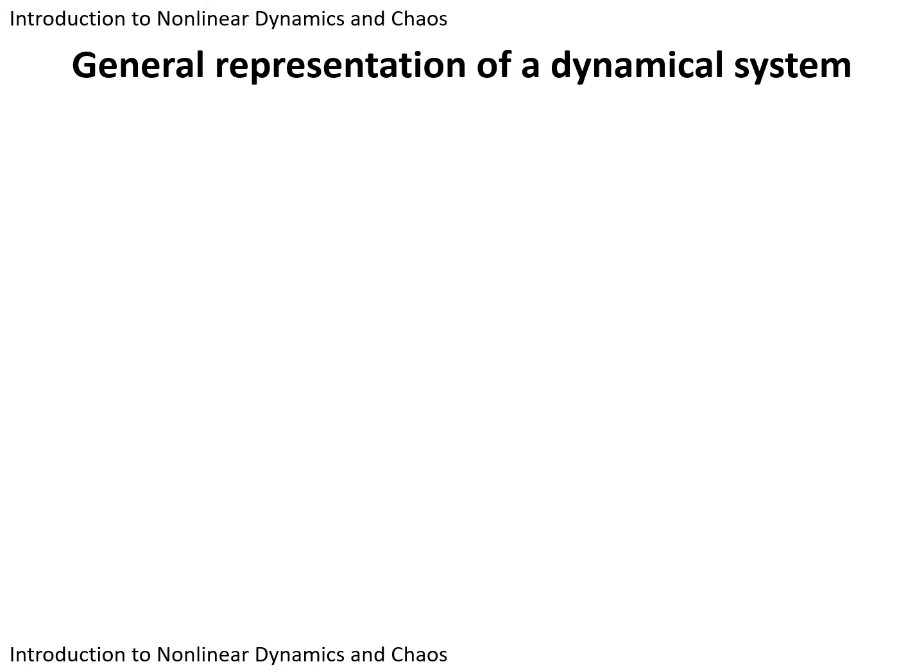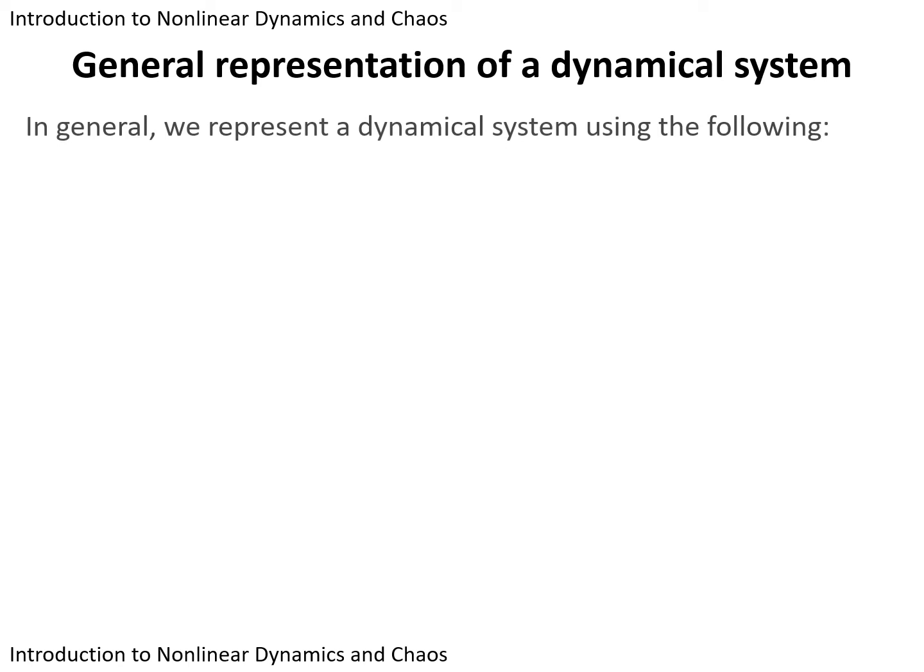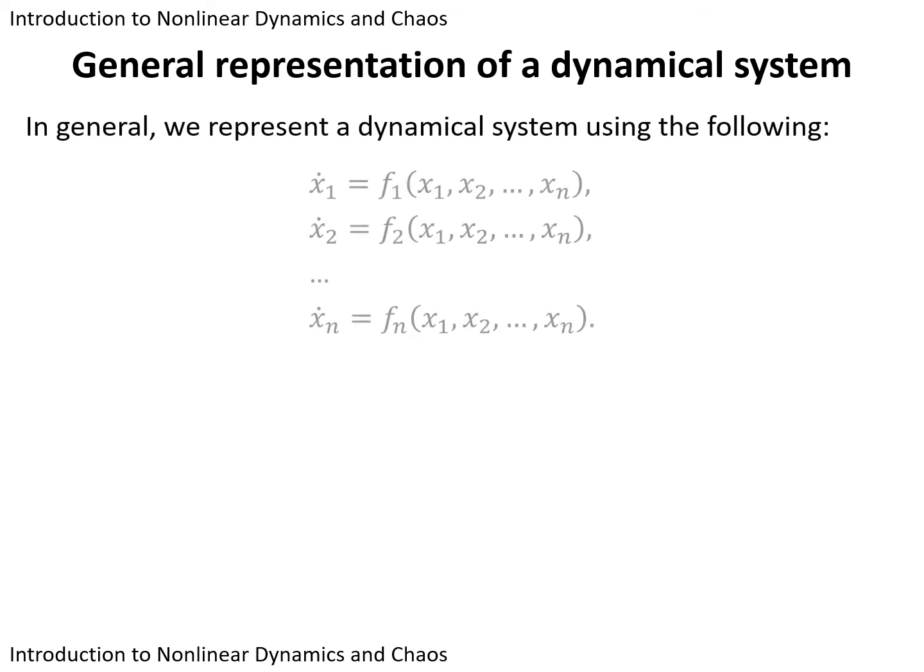Let's talk about the dynamical system in general. In general, a dynamical system can be represented in the following form. We have n equations, and the left-hand sides of the equations are the derivatives of x1, x2, and xn. So we have n differential equations of the first order. This can also be transformed to a differential equation of nth order.